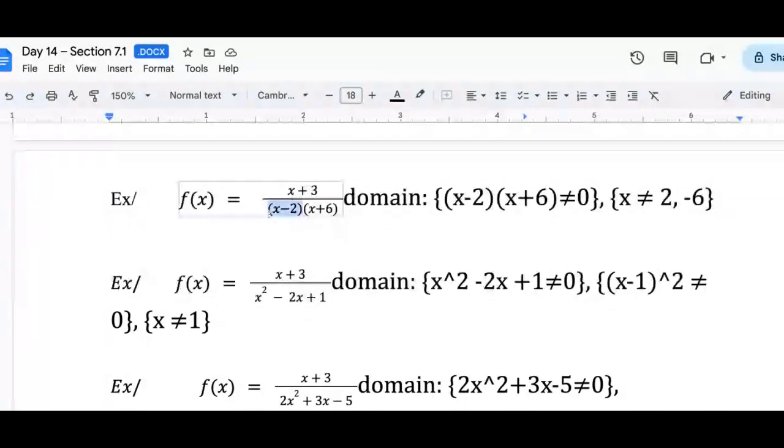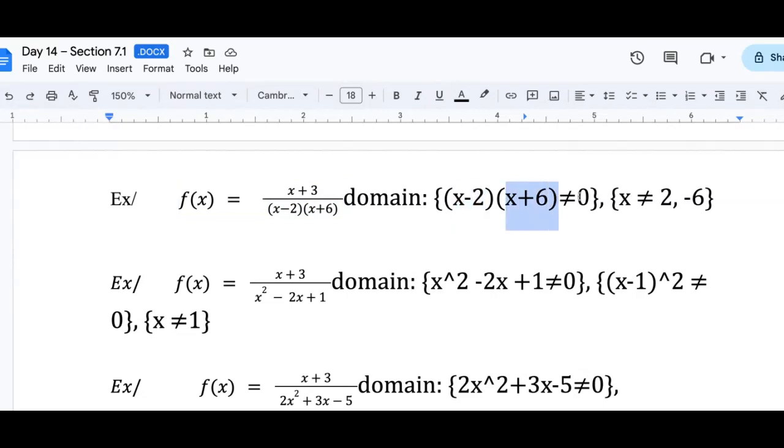Well, what about how do we determine the domain with a quadratic? A linear equation is easy to solve. What about quadratics? If they are in a factored form, we do the same thing, then we use the zero property. So we split them. X minus 2 gives us 2 as a solution. X plus 6 gives us negative 6.